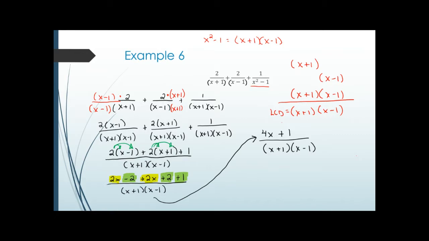So now I look to see if I can factor on the top. On the top, if I don't have anything x squared, I need to look to see if I can divide any numbers out. But there is no number that I can divide out of 4 and 1 except for 1, and that's not going to do anything. So I can't factor anything on the top, which means I can't simplify anything either, because 4x plus 1 does not match x plus 1 or x minus 1. So those don't cancel. That would be my final answer.